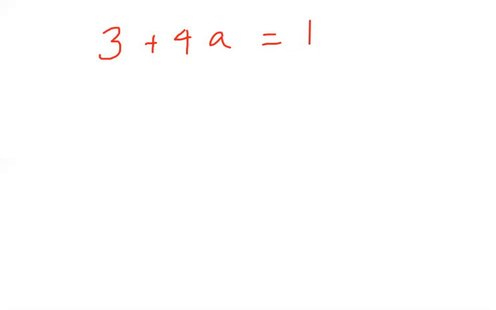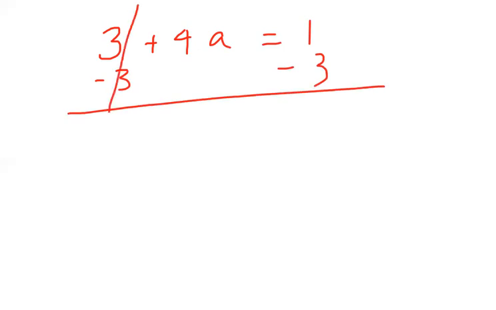So guys, to finish this one out, I want to combine the 3 with the 1. Leave the 4a on the left side. So I'm going to subtract the 3 from both sides. Here, the 3's cancel out, bring down the 4a. 1 take away 3 leaves me with a negative 2. The last step, since 4 is multiplying a, I'm going to divide both sides by 4.